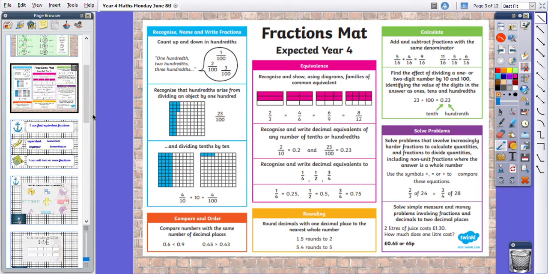And finally, this is a fractions mat of your expectations for Year 4. So this is what you should be able to do by the end of Year 4 using fractions.